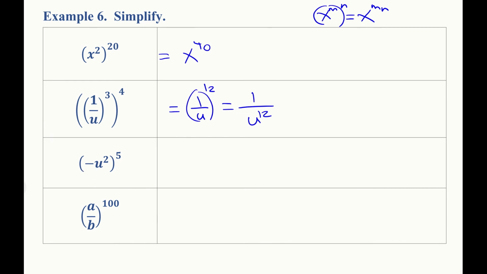For the next one, we have a negative number raised to an odd power, so we know the answer is going to be negative. And here we're just going to apply the power rule to u, so we get u to the power of 2 times 5, which is 10.